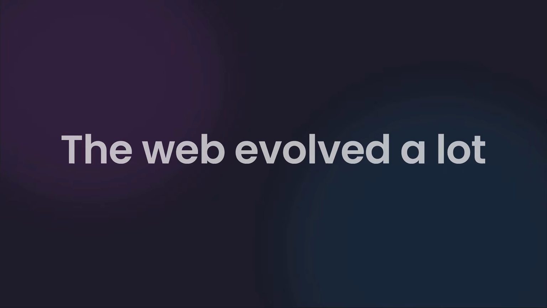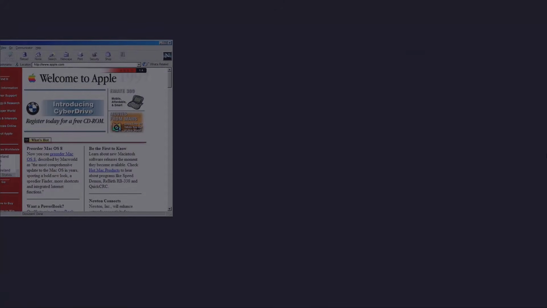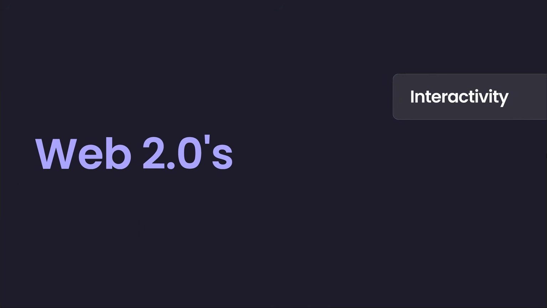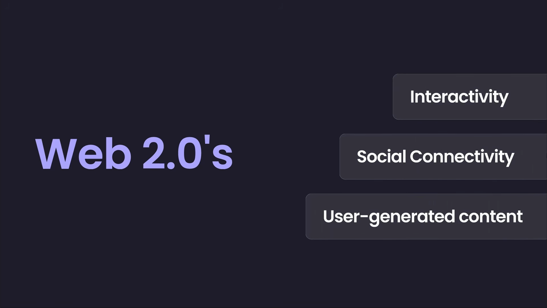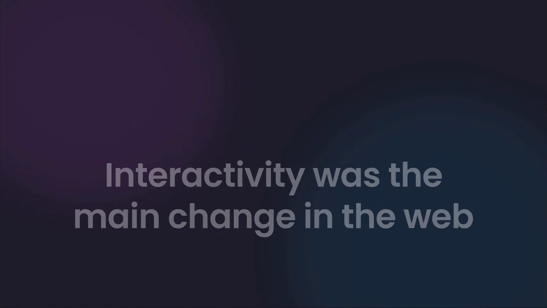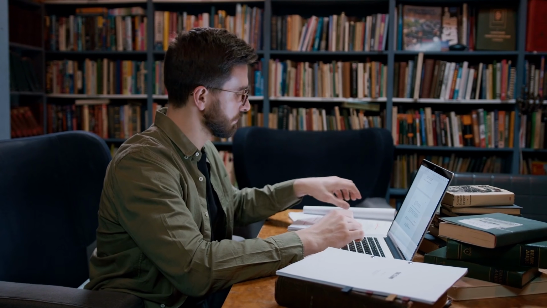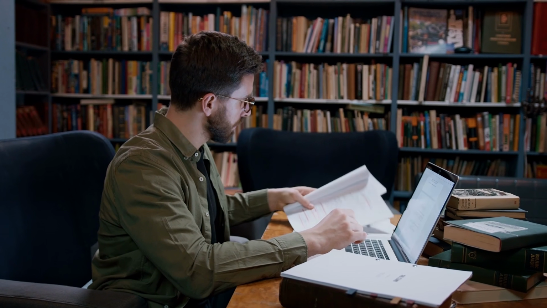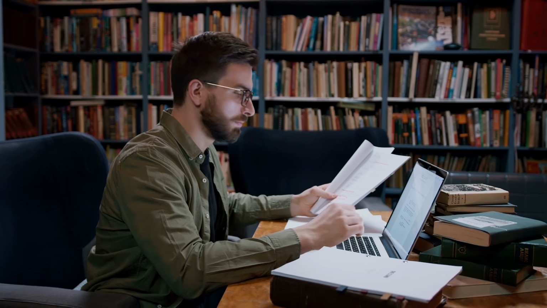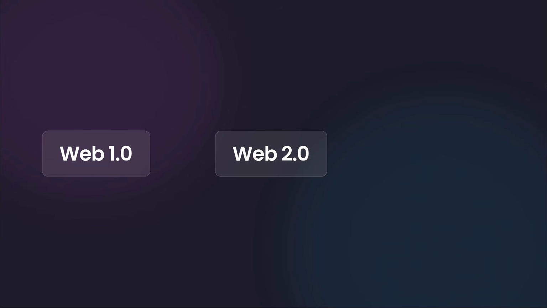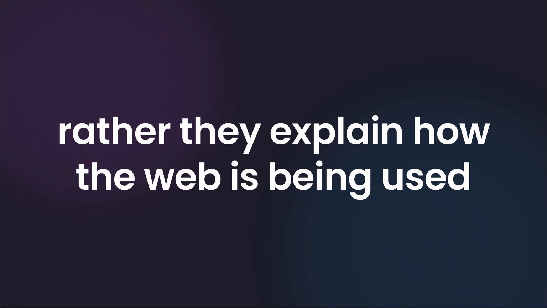During this time, the web evolved a lot. The boring read-only pages were replaced by Web 2's interactivity, social connectivity, and user-generated content. Interactivity was the main change in the web. Now, the users not only consume the information from the web page, but can also interact and send information through the website. The names like Web 1, Web 2, and Web 3 don't necessarily correlate with specific web technologies. Rather, they explain how the web is being used.